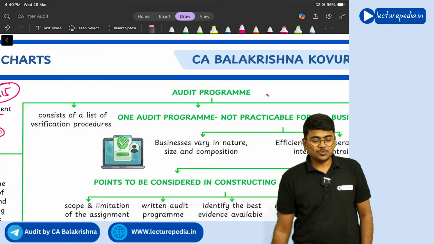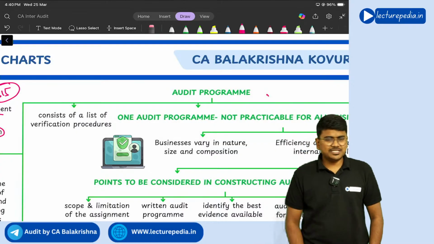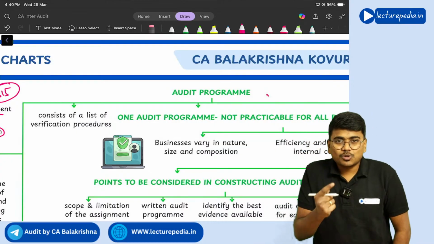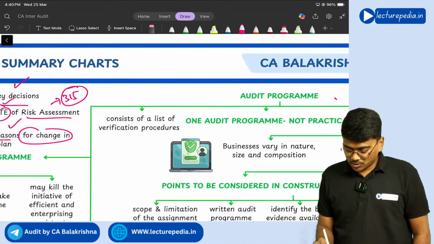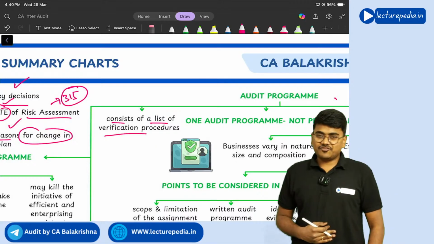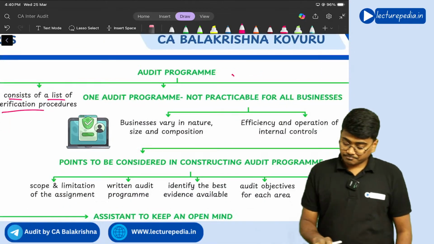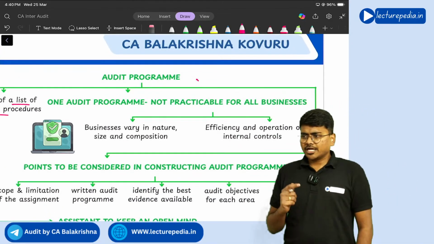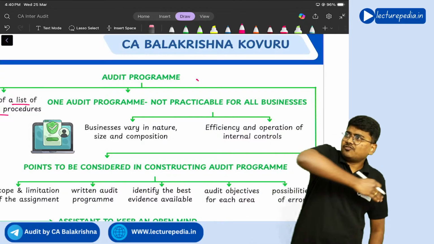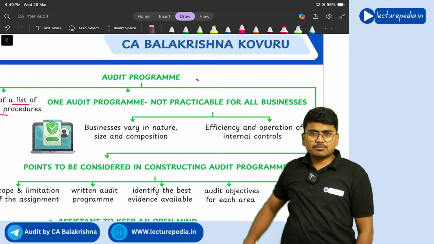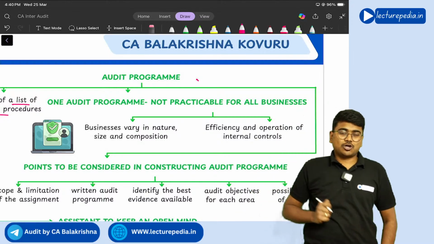I already told you what is meant by audit program. What will be there in the audit program? The audit program contains a list of audit procedures that have to be performed, right? So it consists of a list of verification procedures. Now tell me, can you prepare one audit program and use it for all the audits of all the businesses? No, it is not possible.